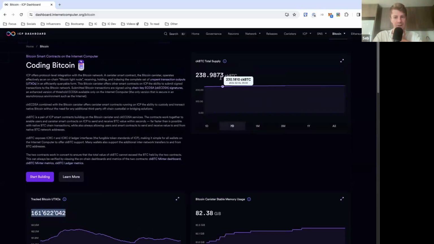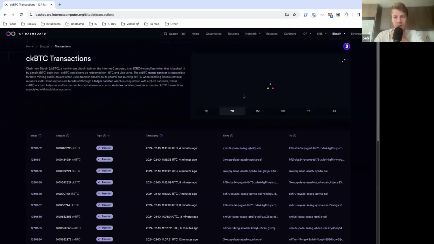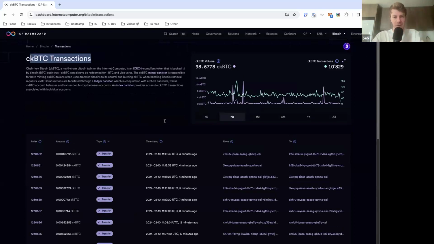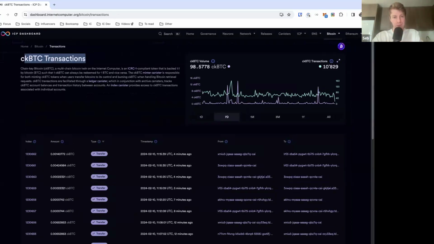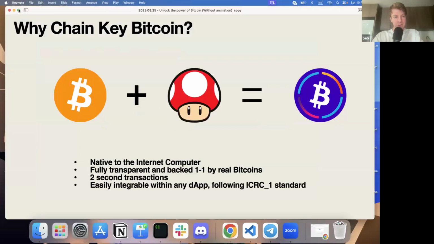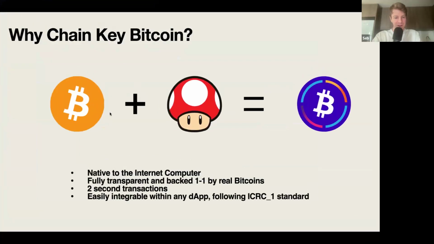Now, if you take a look at this tab, you will also see this chain key Bitcoin. So what is chain key Bitcoin? It's a Bitcoin on steroids. Essentially, why would we need that? First question, why would we need that?